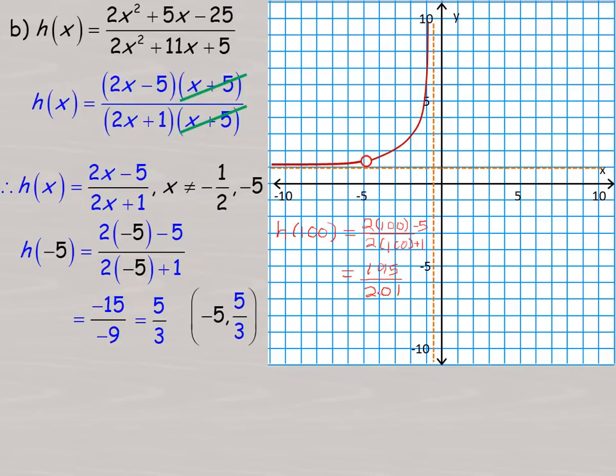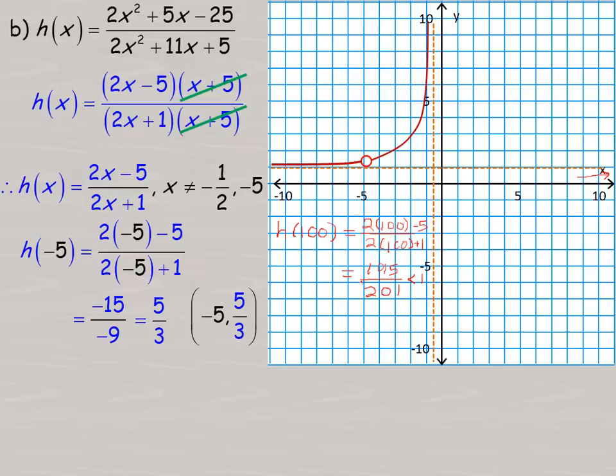So notice that that is a little bit less than 1. If we were to divide that, the numerator is a little bit smaller than the denominator, so that's a little bit less than 1. So that's how I would know that as we go out to the far right here, the graph is staying below the horizontal asymptote.